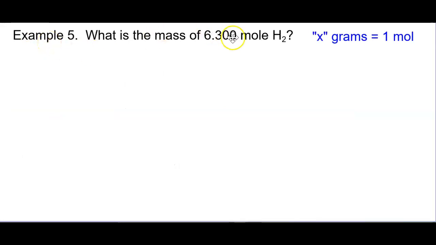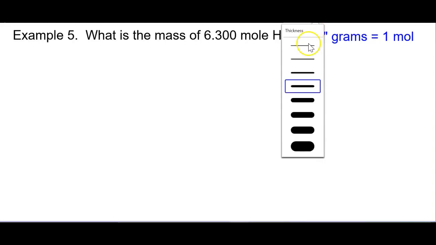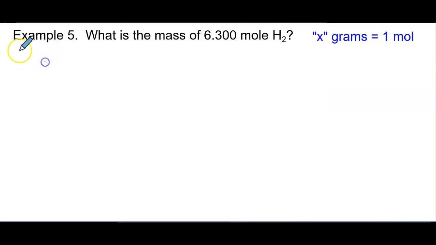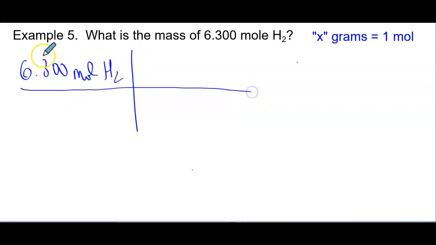Okay, example 5. What is the mass of 6.300 moles of hydrogen? All right, we're going to start with our number, our unit, and a formula in the top grid. Let me get everything set up here on my end. So we're going to start with 6.300 moles of H2. Just like we started the other problems, we're going to start with our number, our unit, and our chemical formula in the top of the first box. So that's where we got that from.